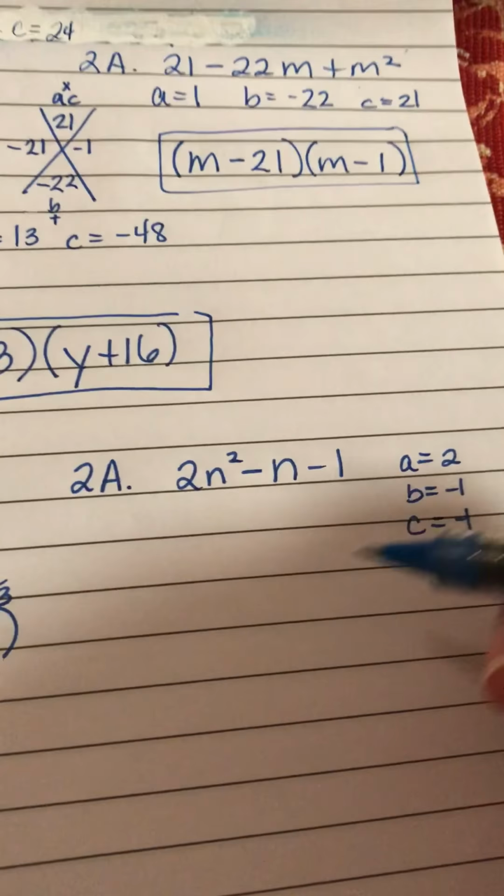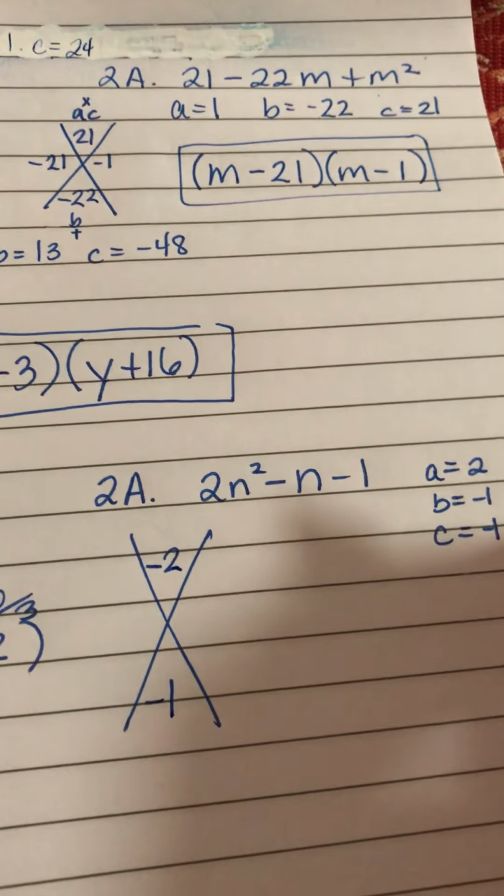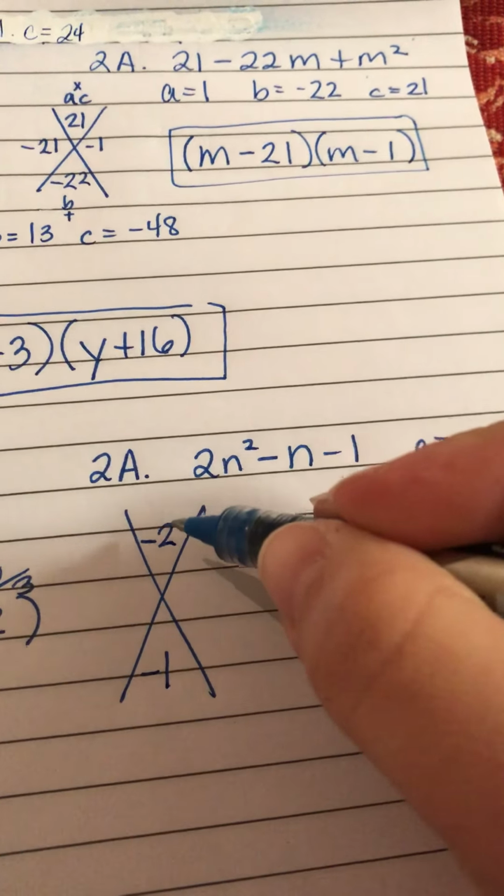This one is the same process. 2 times negative 1 is negative 2, and negative 1 goes on the bottom. Negative 2 is a prime number, so it has to be 1 and 2. Then you just have to figure out the signs. So because this is negative, one of them has to be positive and one has to be negative. And the bigger one has to be negative because the bottom is negative. So this is negative 2 and positive 1.